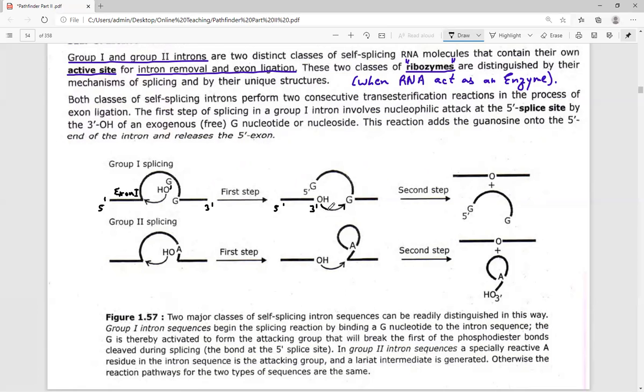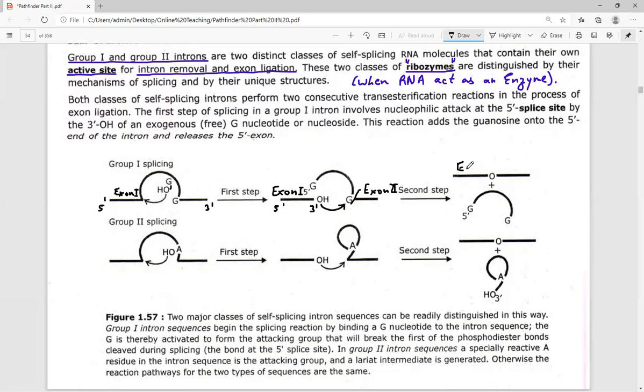Once it is attacking the guanosine residue, then what is going to happen? Then the reaction is going to take place, and this guanosine is going to be replaced. Here the bonding will be broken down. The exon 1 and exon 2 would be ligated together. This is exon 1, and this is exon 2. So exon 1 and exon 2 would be ligated together with each other.